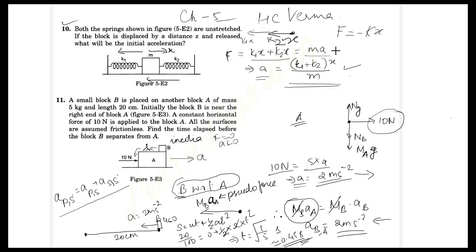So by applying Newton's second law, that force equals mass into acceleration, so we will get acceleration equals (K1 plus K2)x by m. So this will be the initial acceleration as the mass m is released after a distance x is moved by it. So this will be the answer.